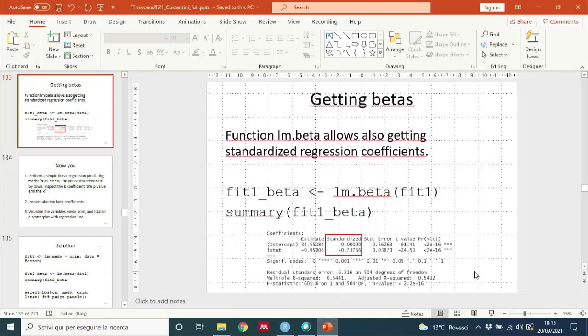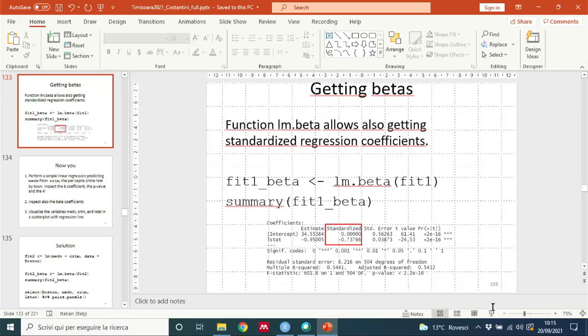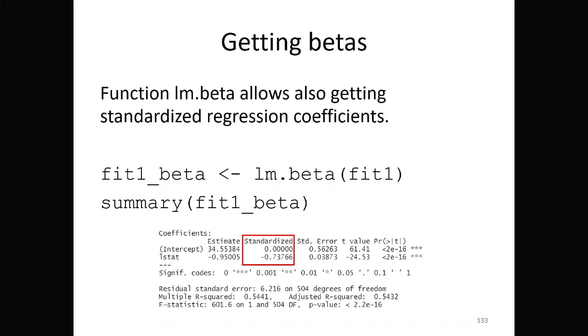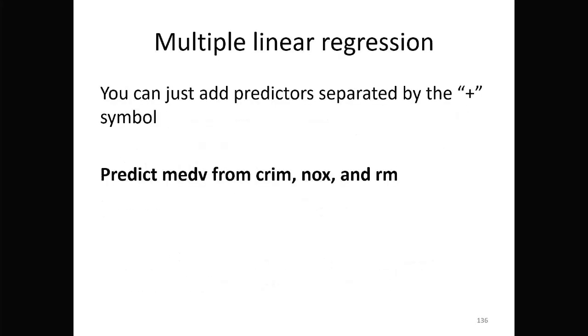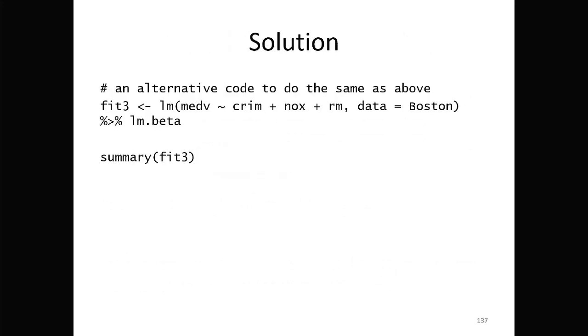Okay, now this will be an exercise on the linear regression. I think we may skip this, but I left all these exercises such that if you want to try something at home, you have something. And the multiple regression, of course, is just separating predictors with a plus symbol. And we saw that as well.